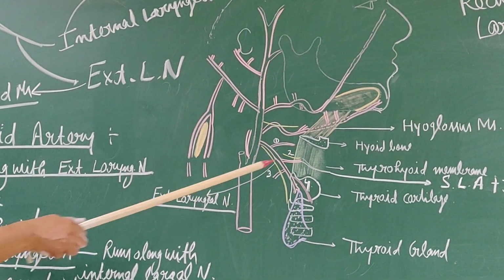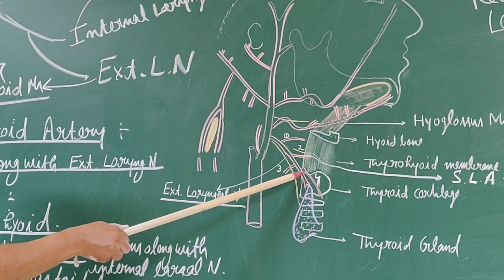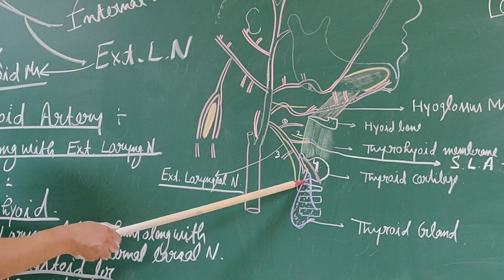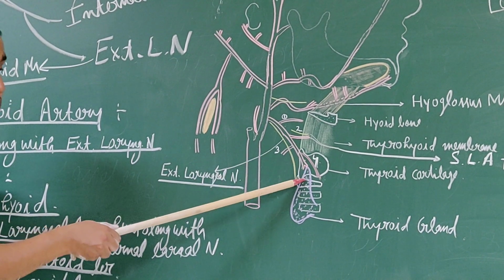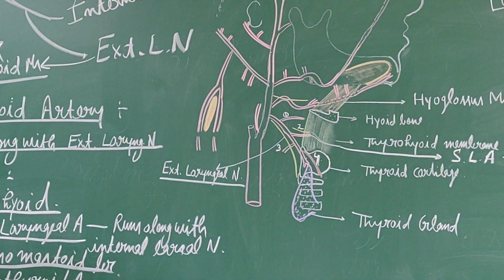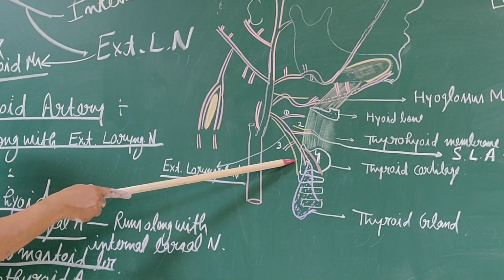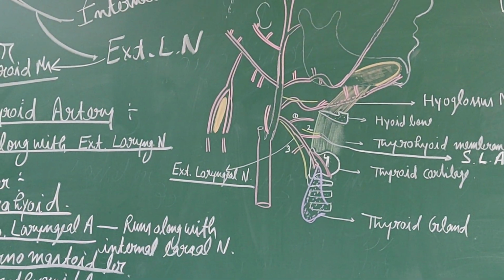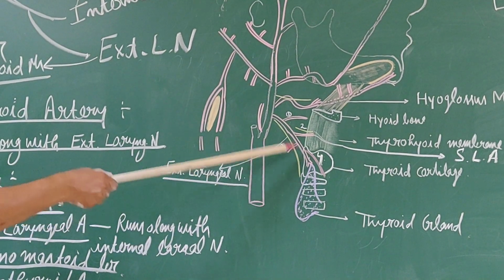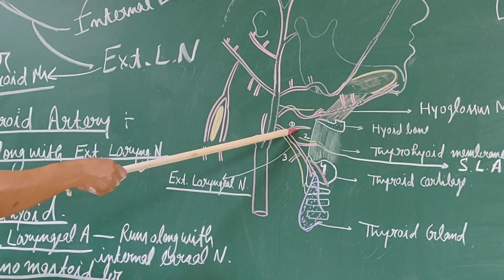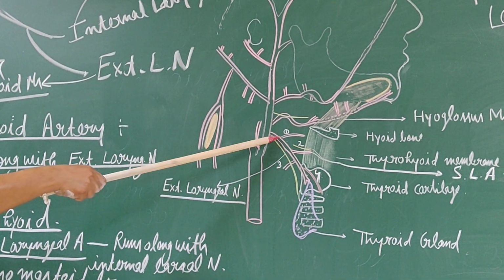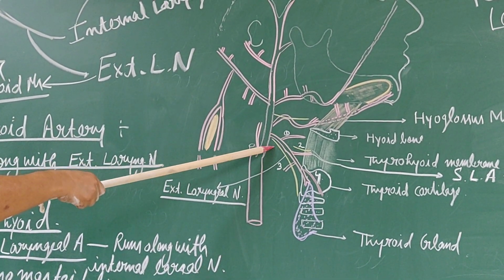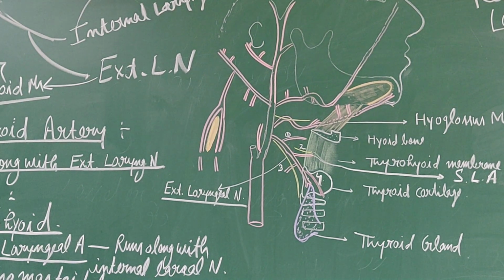So, in thyroid surgery, the superior thyroid artery is ligated close to this gland. Why? To prevent injury of this external laryngeal nerve, because away from the gland, both structures, the superior thyroid artery and the external laryngeal nerve, are very close to each other.